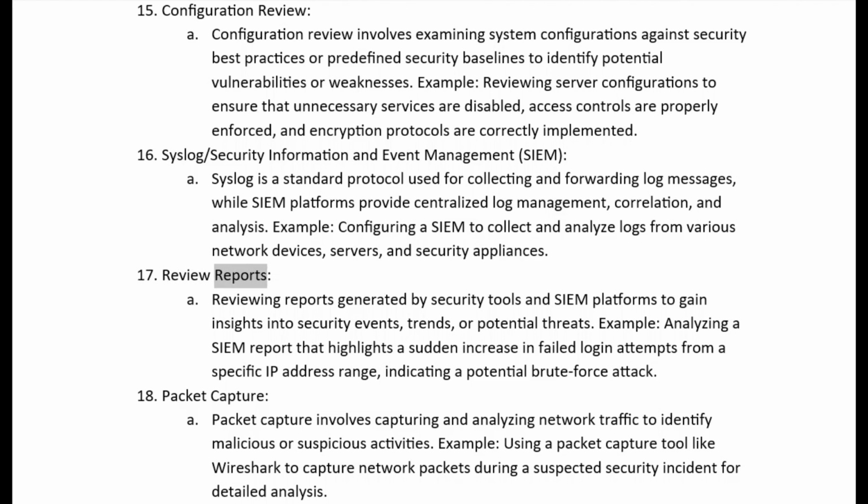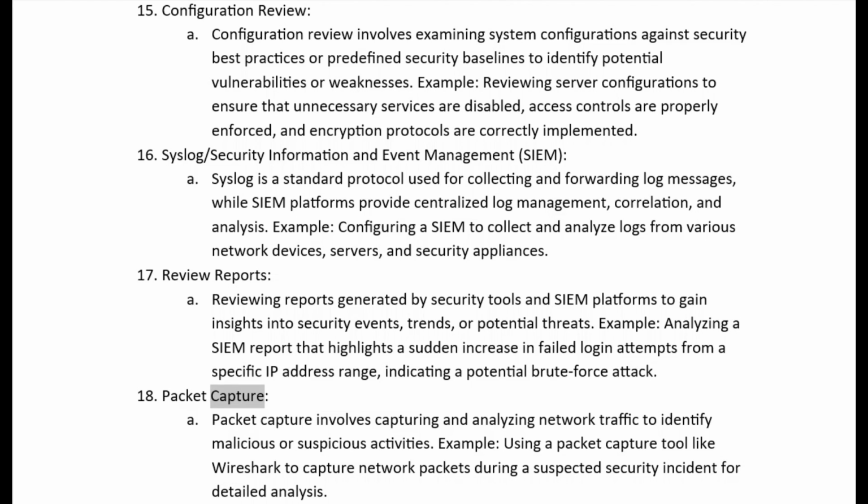Review reports. Reviewing reports generated by security tools and SIEM platforms to gain insights into security events, trends, or potential threats. Example: analyzing a SIEM report that highlights a sudden increase in failed login attempts from a specific IP address range, indicating a potential brute force attack.